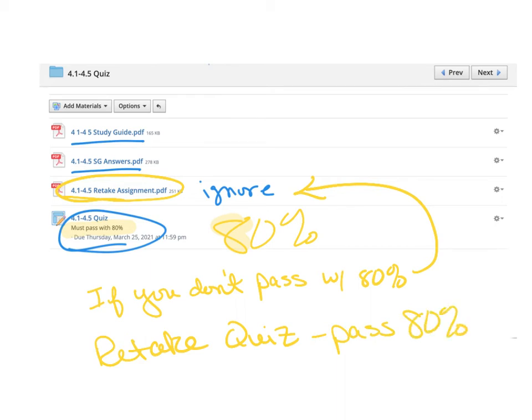And I'm going to bring this up when I do the introduction to the unit, but that's the big thing. You have to pass with 80%. And I believe this also has to be done by March 26th. Okay, sometime by that week, that test has to be taken and passed.